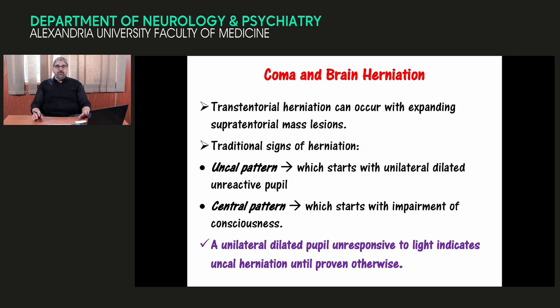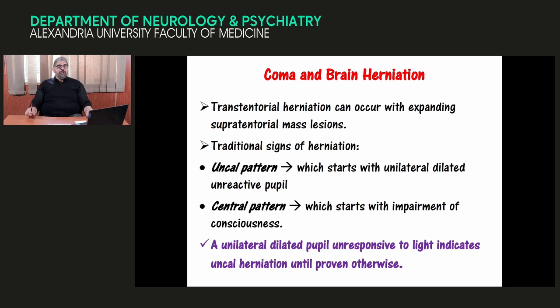As we said, herniation of the brain may occur through what is called the falx cerebri, which is the partition dividing the two hemispheres, separating them from each other, and the tentorium cerebelli, which separates the supratentorial structures, the hemispheres, from the infratentorial structures, meaning the cerebellum and the brainstem. So transtentorial herniation may occur with an expanding supratentorial mass lesion, and there may also be what is called midline shift. It means that one hemisphere is expanding and compressing the other, passing through the midline and causing midline shift.